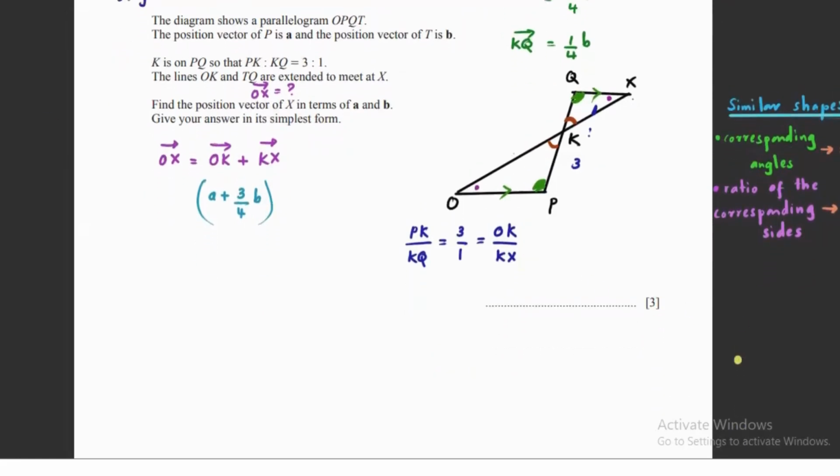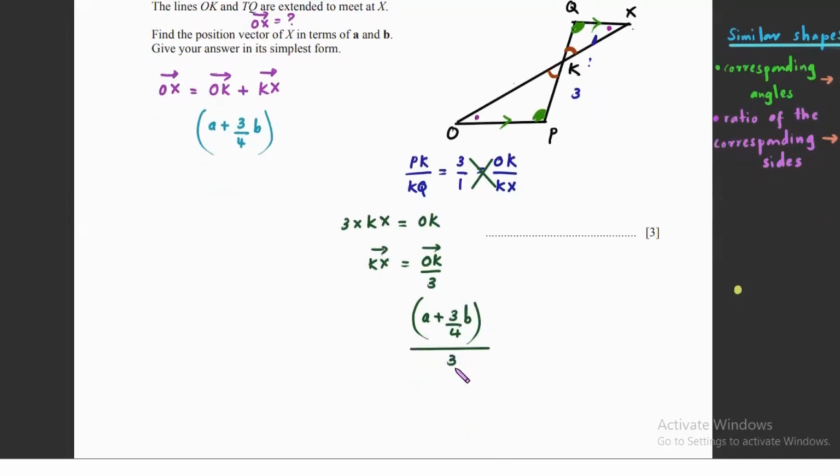So to isolate KX, I know that we have a fraction here, another fraction here. We can cross multiply them to isolate KX. So this gives us 3 times KX is equal to 1 times OK, which is the same as OK, which means if I'm to find what KX is, the OK that I have here has to be divided by 3. OK is given to us. We found that as a plus 3/4 b. So this has to be divided by 3, which means the a that we have here also has to be divided by 3. 3/4 b also has to be divided by 3.